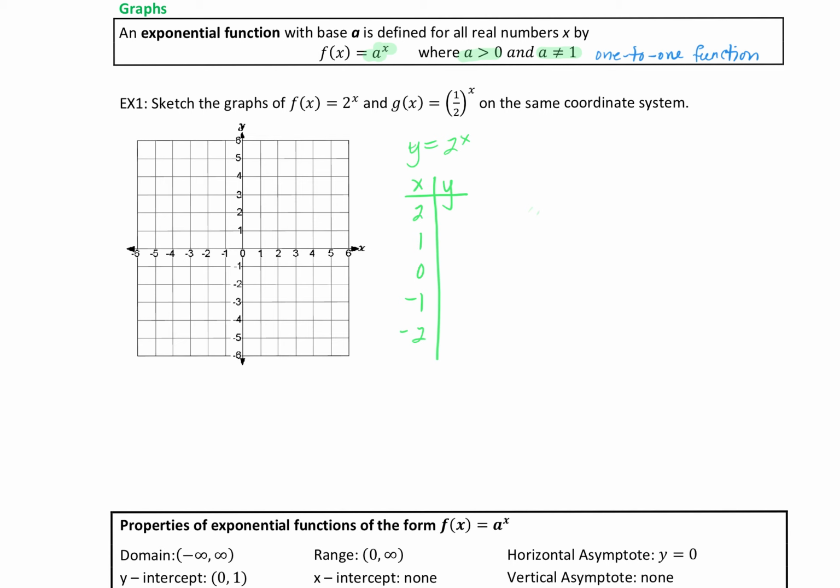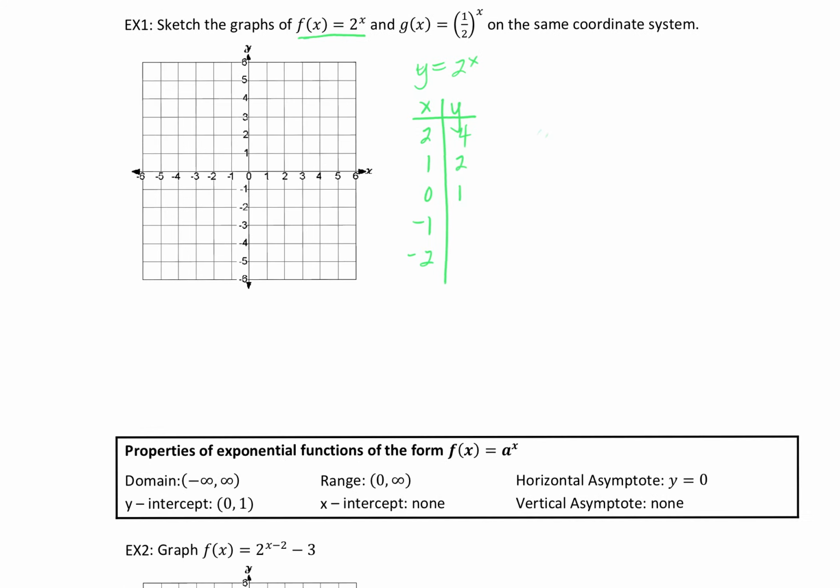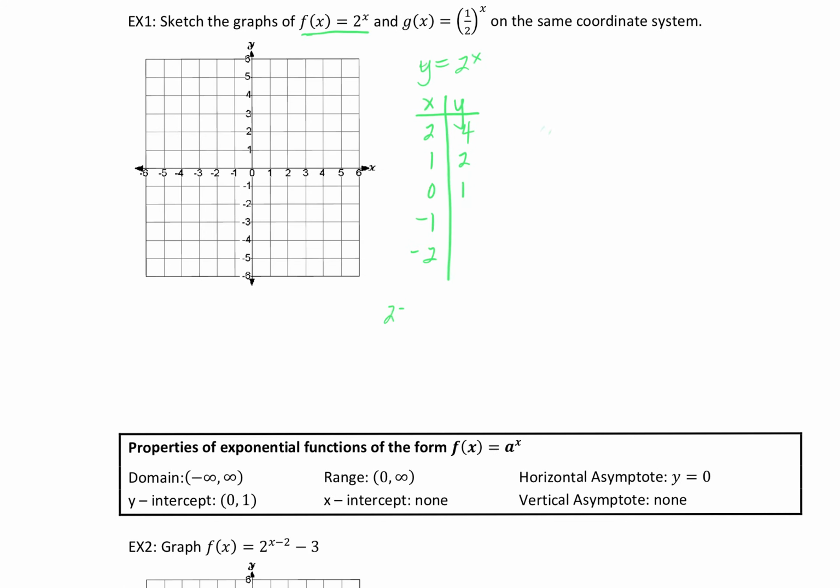So if x is equal to 2, and here I'm looking at f of x equal to 2 to the x. If x is 2, that's 2 squared, which is 4. If x is 1, 2 to the 1 is 2. If x is 0, 2 to the 0 is 1. If x is -1, remember 2 to the -1 says we're going to flip and make the exponent positive. So 2 to the -1 is just 1/2. And then 2 to the -2, flip, it becomes 1/2 squared, which is 1/4.